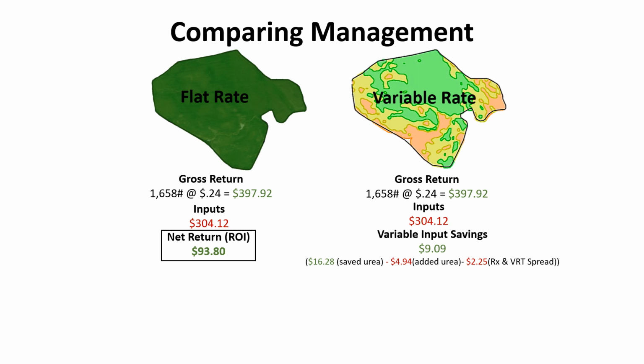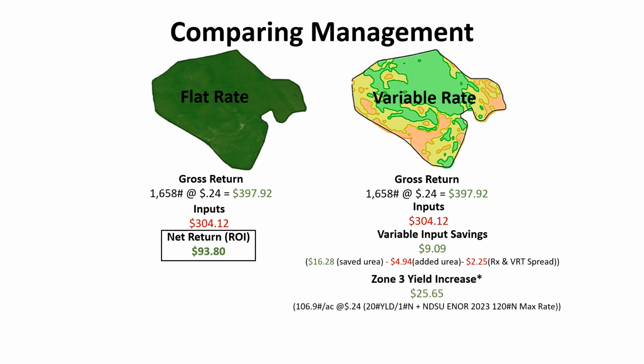So we have some savings that actually came in with our variable rate input. We saved quite a bit per acre in our urea, and then we added a little more urea in that high productivity zone, but we're still saving some money. And then we actually had a little bit of money go toward our prescription writing costs and our VRT spreading, but still relatively small costs when you look at it on a per acre basis. And that led to a savings of over $9 per acre.